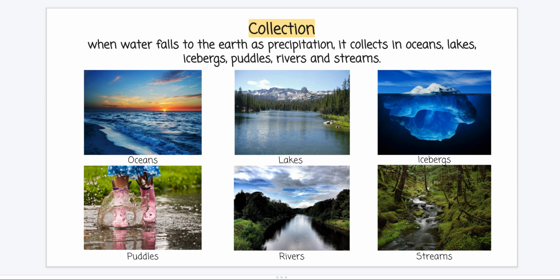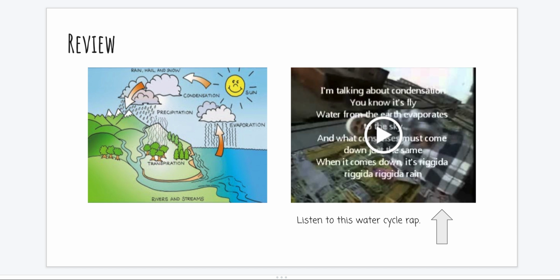So, there is that. Next, you have collection. When it falls, it collects in lots of different places. Oceans, lakes, icebergs, puddles, rivers, streams. We see it all over the place where it can collect. All right, so here's another picture that you can look at and kind of see that water cycle. This is a rap about the water cycle that's pretty funny. We can watch it.